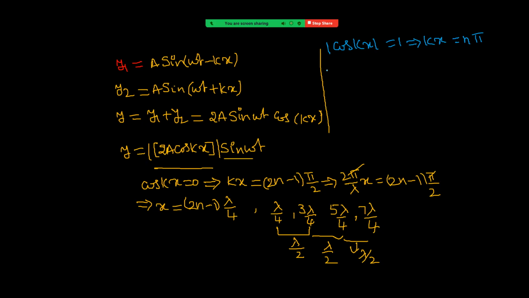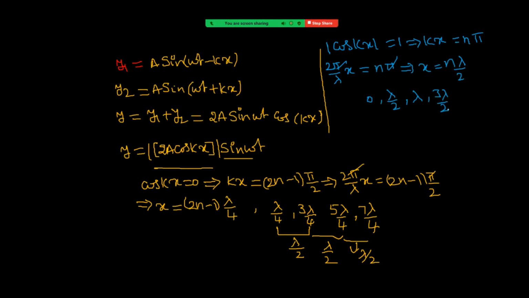Now substitute values there. In the place of k, 2 pi by lambda, into x equal to n into pi. So pi gets cancelled. That implies x equal to n lambda by 2. So take n value 0, x value 0; n value 1, lambda by 2; n value 2, lambda; n value 3, 3 lambda by 2, and so on.